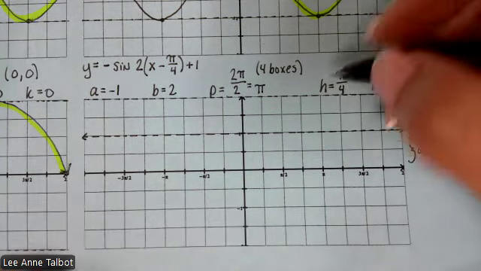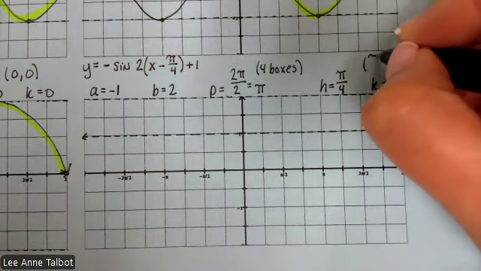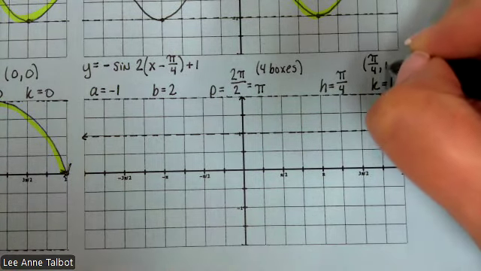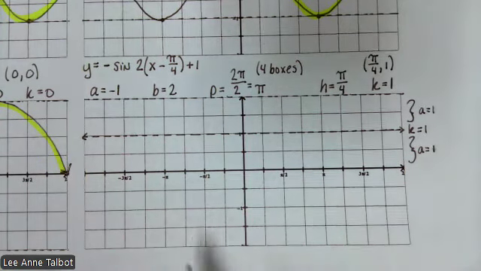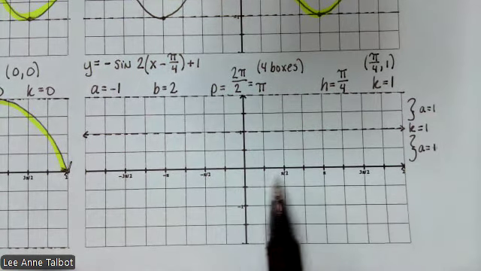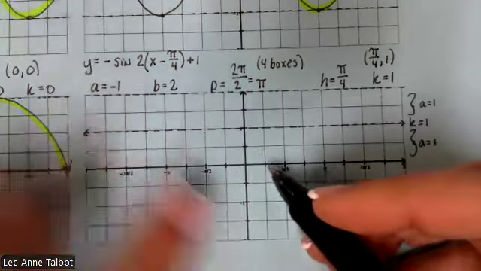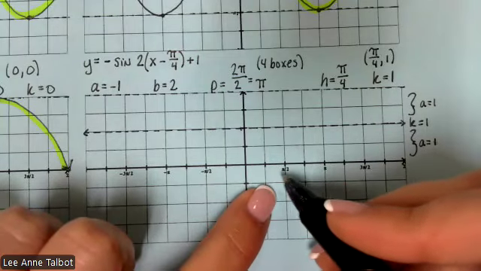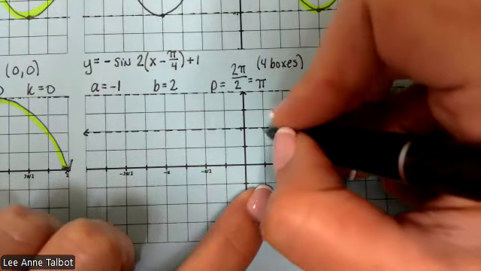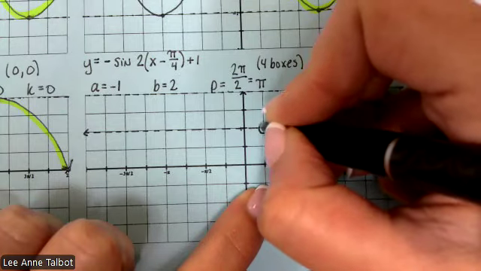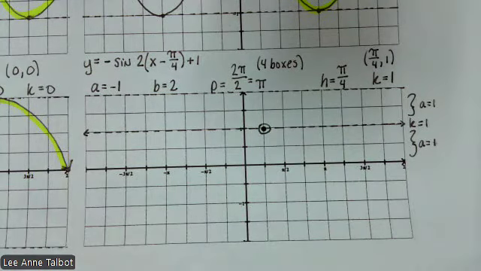Okay, next step is to graph the locator point. The locator point is pi over 4 comma 1. Where would pi over 4 be located? 1 box right. So right here would be pi over 4 because it's half of pi over 2, comma 1. So graph that spot and circle it.